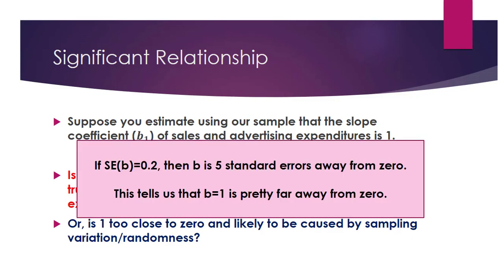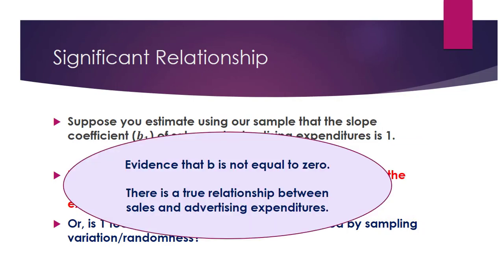Well, suppose the standard error is 0.2. In this case, an estimated beta of 1 is 5 standard errors away from 0, which means it's pretty far away from 0. This is evidence that the population beta is not equal to 0, and that there is a real relationship between sales and advertising expenditures.